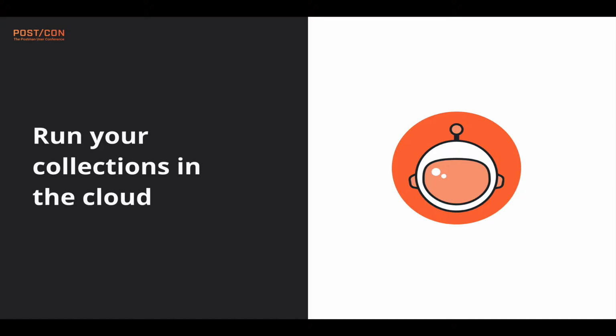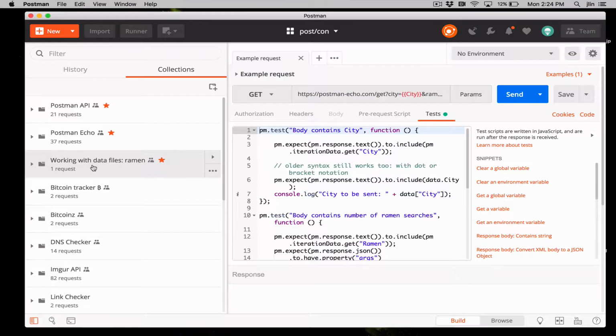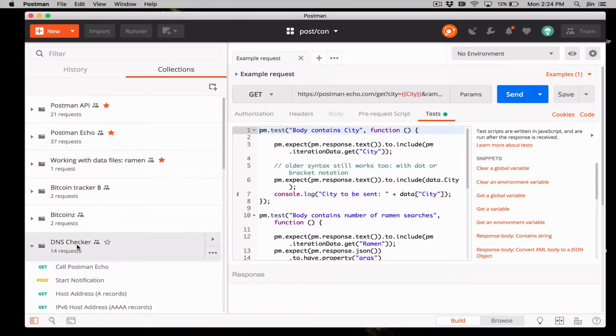All right, let's take a look at how you can run your collections in the cloud. Let's head over to the Postman app. So when we're talking about running collections in the cloud, we're talking about Postman monitors. Essentially asking Postman to schedule a certain collection run to run at a certain amount of time, certain frequency on the Postman servers. So let's take a look at this collection we have called DNS Checker.